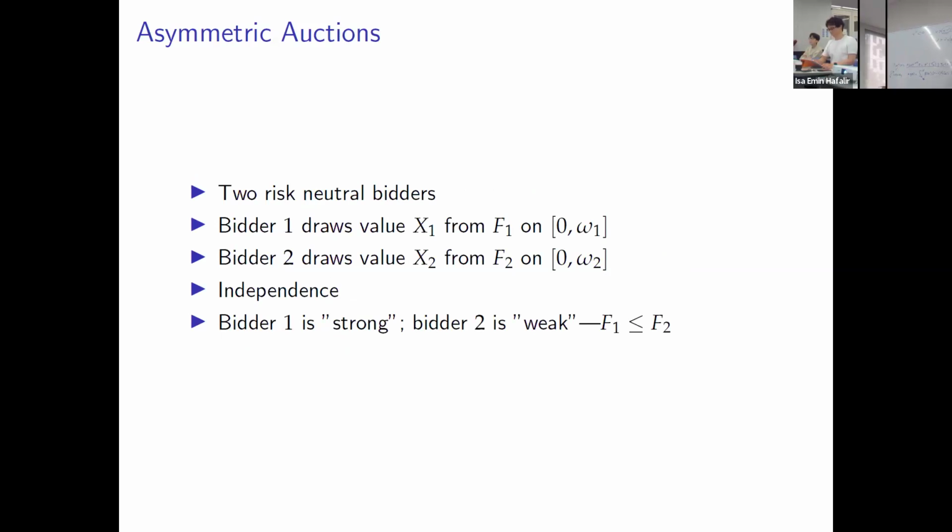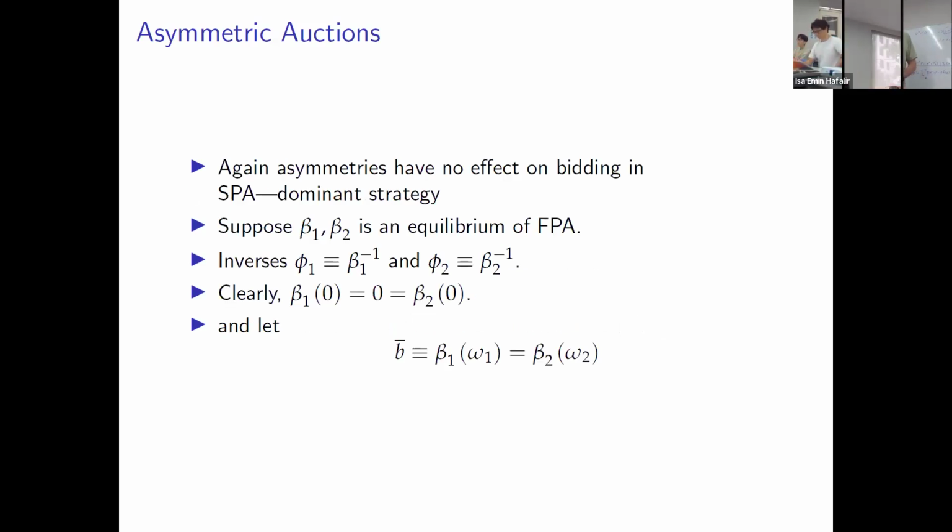So risk neutrality. But now the difference is that one bidder draws a value from F1, another bidder draws from F2. And we still have independence between them, so these two distributions are independent of each other. But we say that F1 is smaller than F2, which means F1 of X is smaller than F2 of X for all X except for 0 and 1, which means that F1 first order stochastically dominates F2, which means F1 is more likely to have a higher value compared to F2.